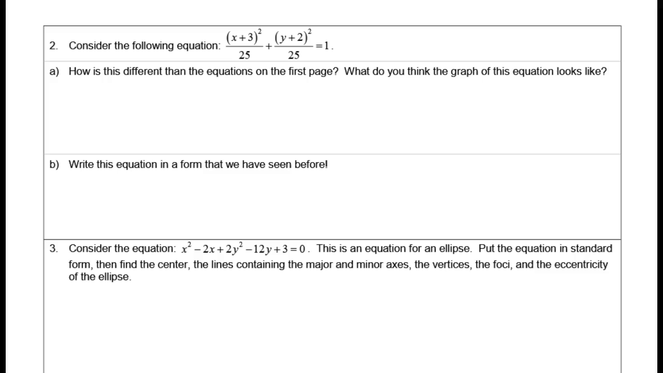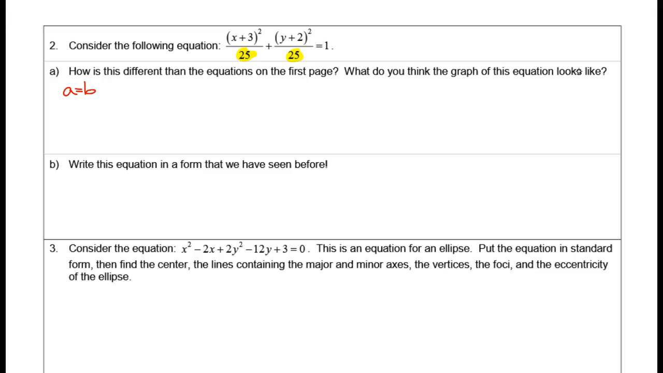For page 2 of the notes, in question 2 here, we're asked to consider the following equation. And then in part A, we're asked, how is this different than equations from the first page? And the thing I notice is that both denominators are the same. So from here, what do we want to say? Well, we have A equals B. And that's a big difference from the first page, so I'm sure it's going to affect how the graph looks, which is what we're asked to think about in the second question. What do you think the graph of this equation looks like?